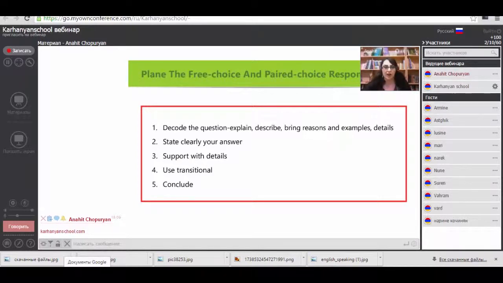like in writing, to go from general into specific. Try to clearly state your answer, but then of course specify your answer with examples. Then support your answer, and of course use transitionals and conclude your response. So these are just the planning part when you start planning your response.